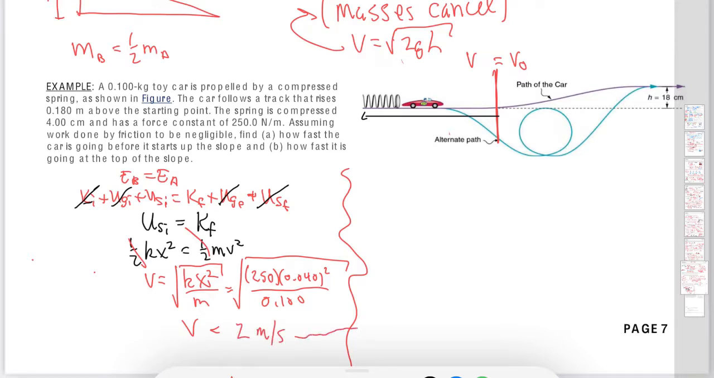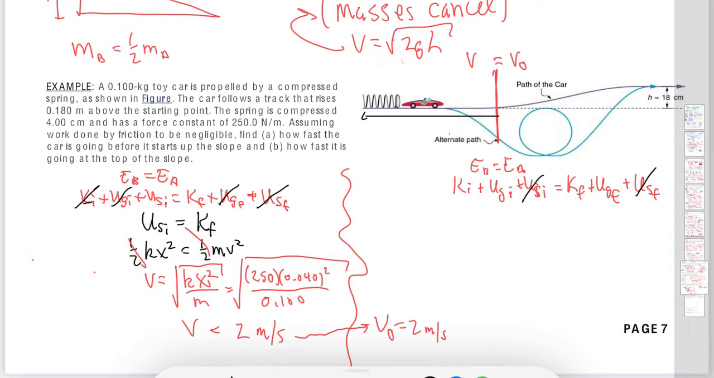Now what happens is that 2 meters per second becomes the initial velocity as it goes into the hill. So again, I start with EB equals E after. Write all my energies down. Ultimately, here you would see there's no spring, so you could technically not write the spring piece. I just like to write all of it and then cancel.